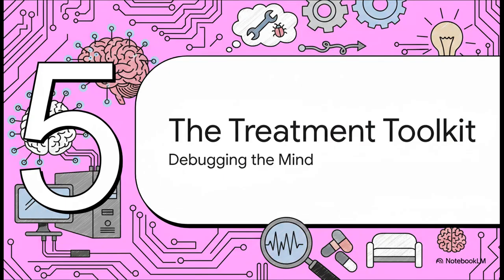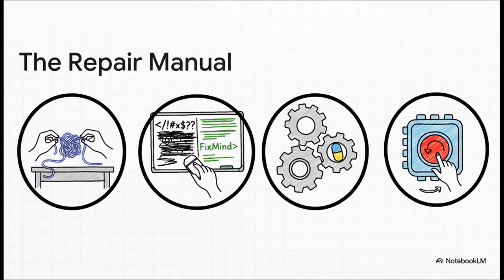So, once a bug has been identified, what's next? Well, it's time to try and fix it. And that brings us to our final section, the treatment toolkit, all the different therapies and procedures used to debug the mind. And the repair manual is pretty extensive.